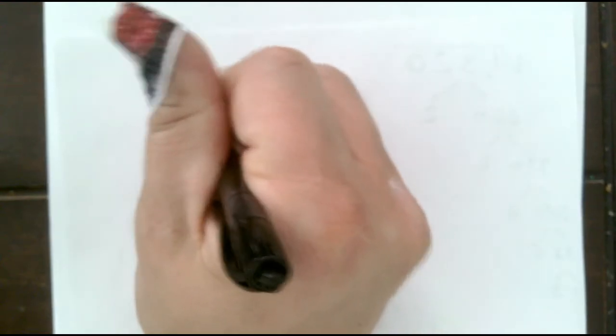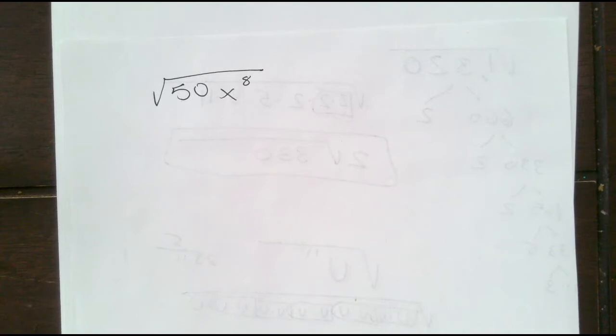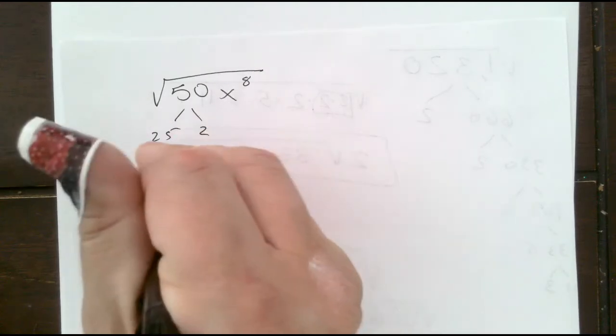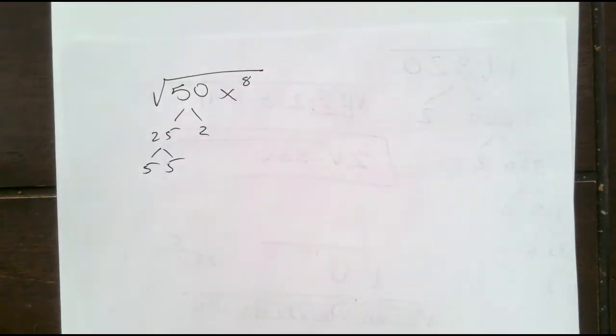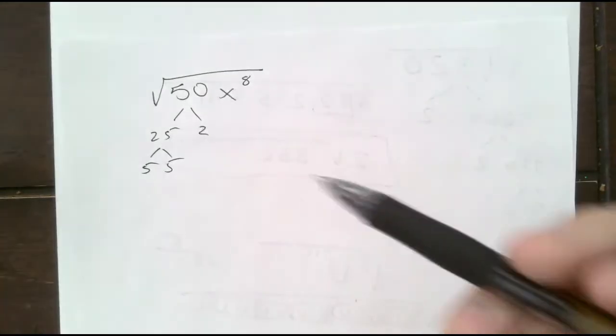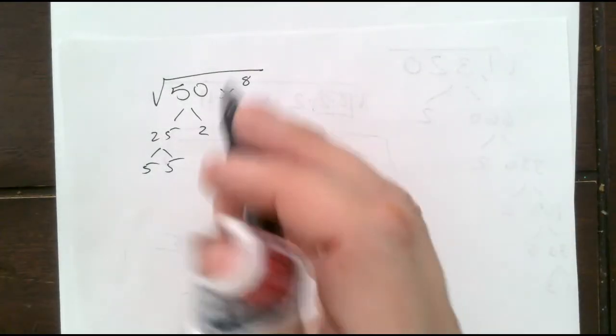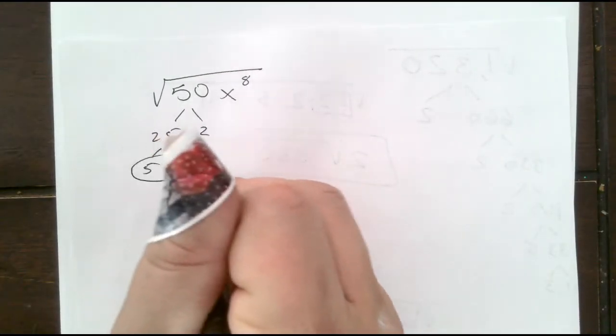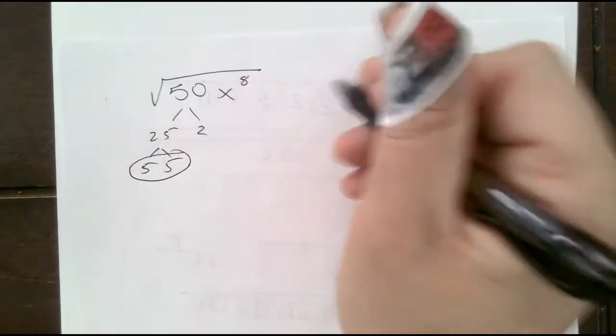So, let's go on a little bit here. Let's say we had the square root of 50x to the 8th. Now we're going to start doing it when we have numbers involved. Nothing changes. What we're going to do first is we're going to factor that 50. 25 and 2, 5 and 5. Okay, I'm going to stop there. Do we have any pairs? Yes, we do. We have a pair of 5s. So we're going to circle them. We're going to bring out 1 5.